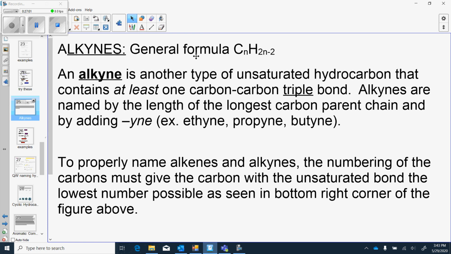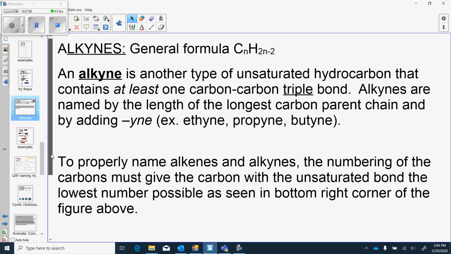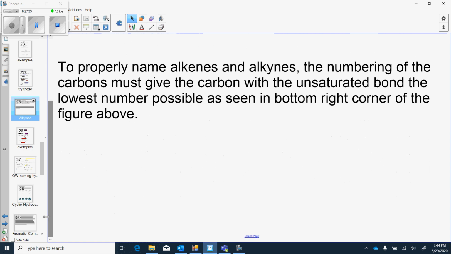Look at the general formula. Hopefully this isn't a surprise. The C is still in, but in order to make a triple bond, I have to take away 4 hydrogens. And so, if you remember, with alkanes, it was 2n plus 2. With alkenes, it's 2n, and with alkynes, it's 2n minus 2. Every time we create a new multiple bond, we remove 2 hydrogens. So that's important to remember. Okay? I think we're good. Most of the rules are exactly the same for these unsaturated.